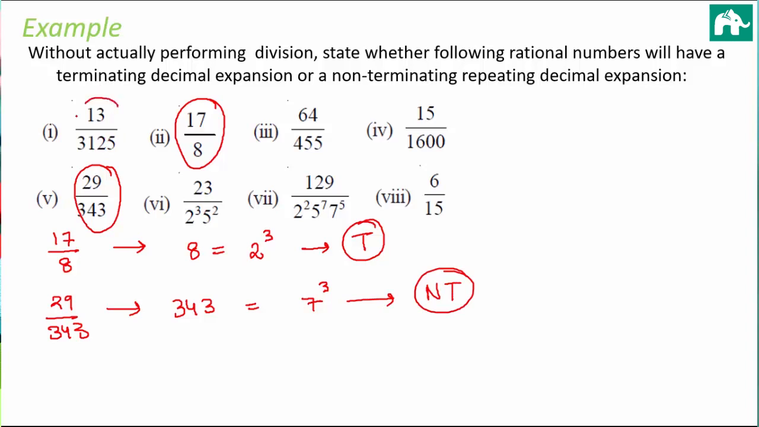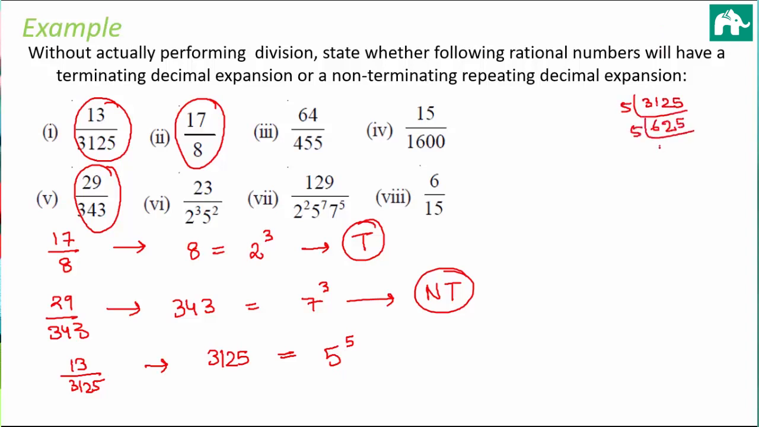For example, if you take this one, 13 by 3125. So 3125 can be written as 5 to the power 5. How am I writing this? For that, you will have to factorize it like this, 3125. So 5 sixes are 30, 5 twos are 10, 5 fives are 25. Then again 5 ones are 5, 5 twos are 10, 5 fives are 25, 5 into 25, 5 into 5. So 5 to the power 5. Since it is written in the form of 2 to the power n, 5 to the power m, therefore this is terminating. So it's very, very simple, right?